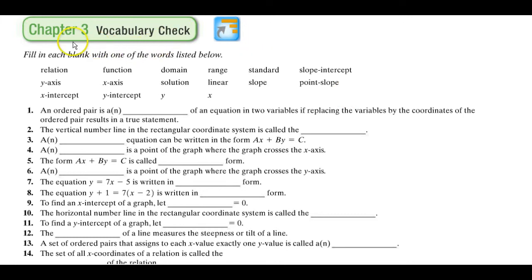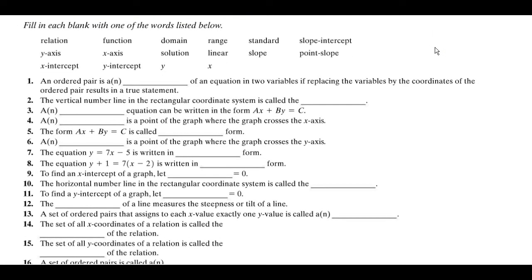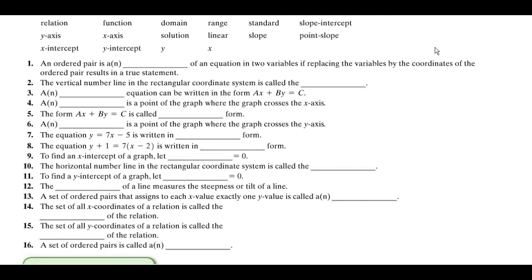Going on to the wrap-up of Chapter 3 with our vocabulary check. Let's see how we do. There's 16 of them now. So, give it a shot. Of course, you can pause it or look at it in your textbook online to see how you would do.